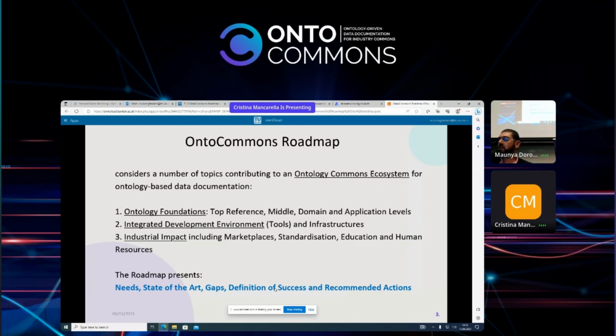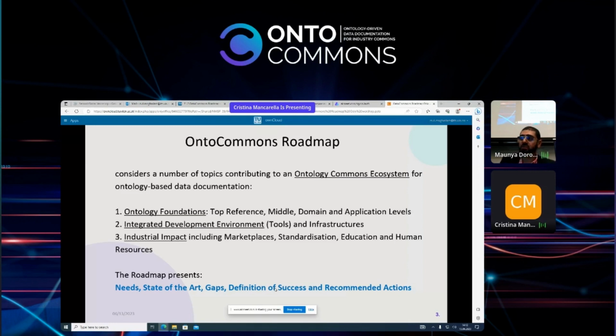So in this roadmap, we are focusing on the ontology commons ecosystem for ontology-based data documentation. There are three main topics. The first one is ontology foundations, including top, reference, middle, domain, and application level ontologies. The second part covers the development environment, so the tools for ontologies and infrastructures. And the third part covers the industrial impacts, including marketplaces, standardization, education, and human resources.